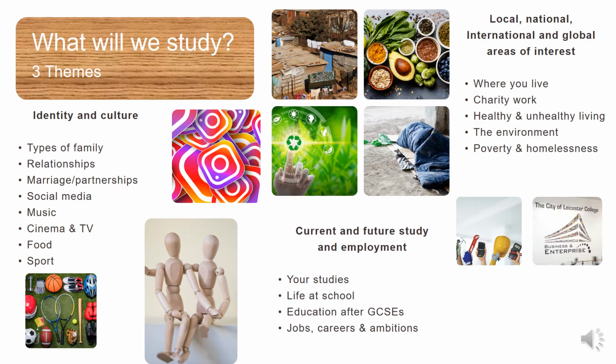What would we study at GCSE? There are 3 themes. Identity and culture, so you'd be looking at types of family, relationships, marriage, partnership, social media, music, cinema, TV, food and sport. We've got current and future study and employment, so talking about your studies, life at school, education after your GCSEs, jobs, careers and ambitions, and then local, national, international and global areas of interest, so where you live, charity work, healthy and unhealthy living, the environment, poverty and homelessness. So you'll recognise some of those topics from Key Stage 3, plus a few more put on top.